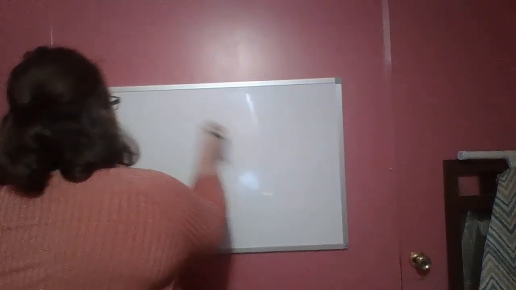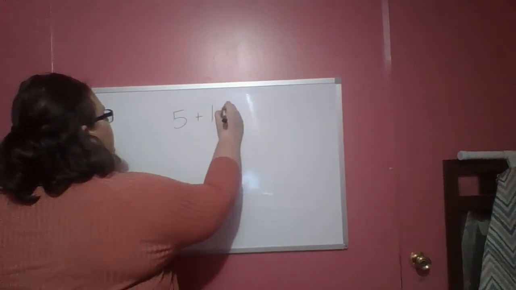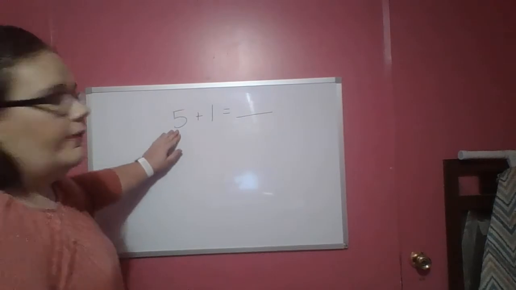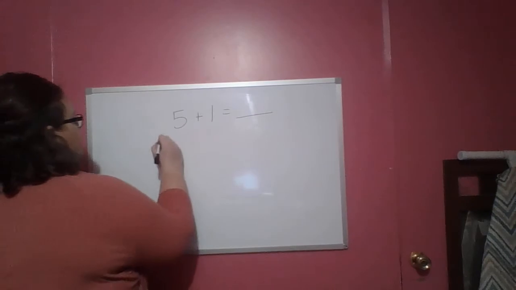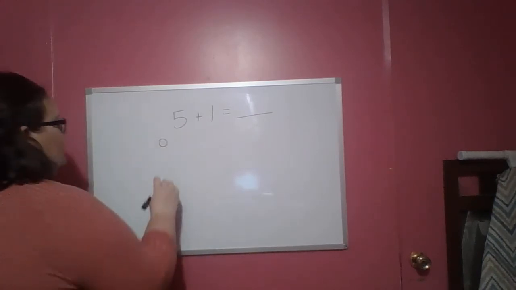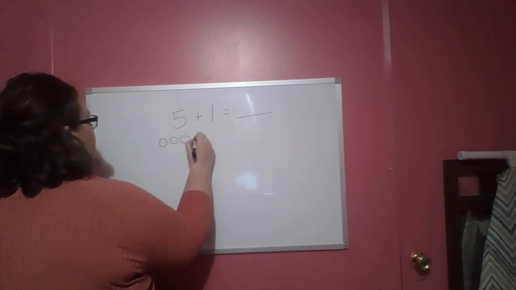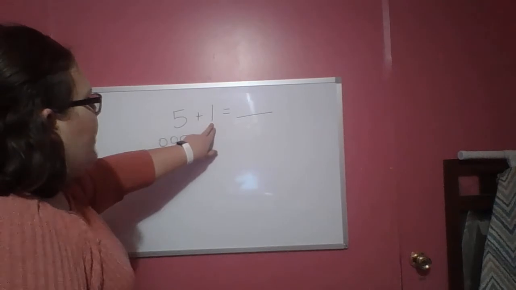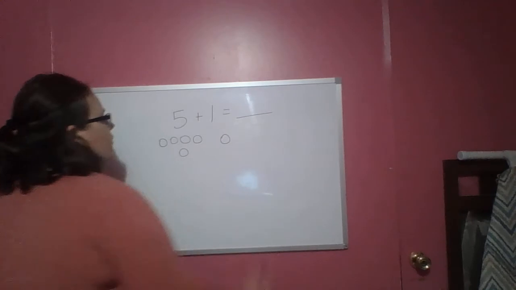So the first problem is 5 plus 1 equals blank. So the first number that we have is the number 5. So we are going to draw 5 circles. So we have 1, 2, 3, 4, 5. So the second number that we have is the number 1. So we're only going to draw 1 circle.